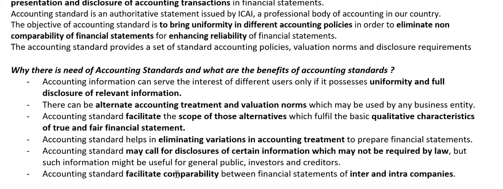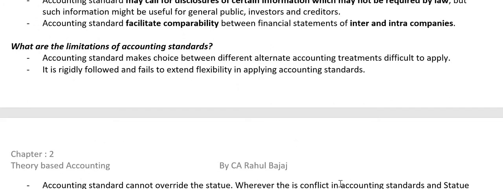Right now I have also told you about facilitating comparability. Once everyone is following the same standards, then the financials will become comparable, be it intercompany or intra-company. Intercompany means company A comparing its financials with company B, but intra-company means company A comparing its unit 1 and unit 2's financials. So intra-company means within the company, and intercompany means comparing with a third party. So let's move to the next point.